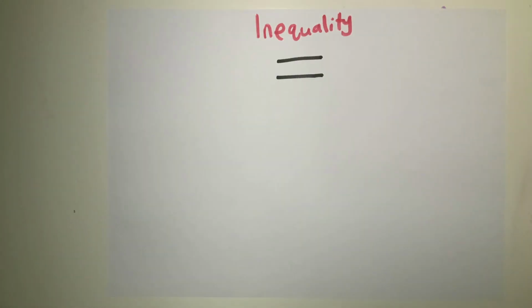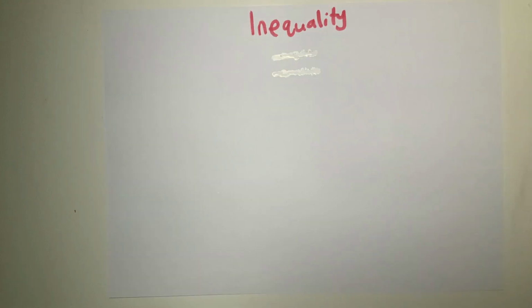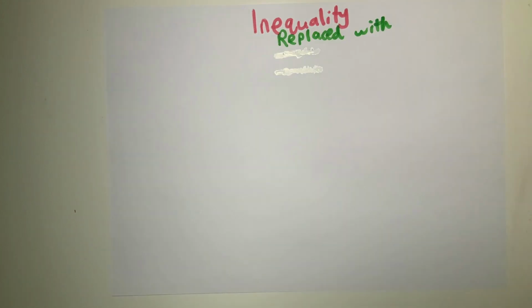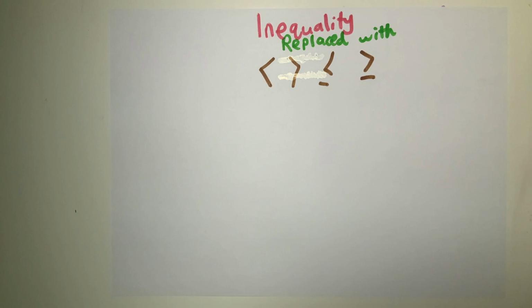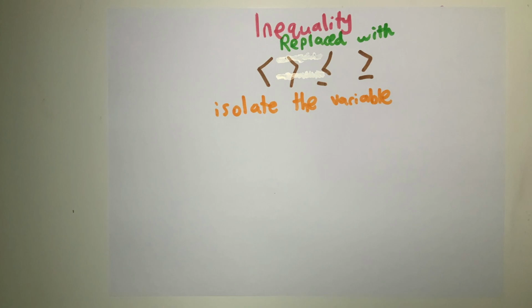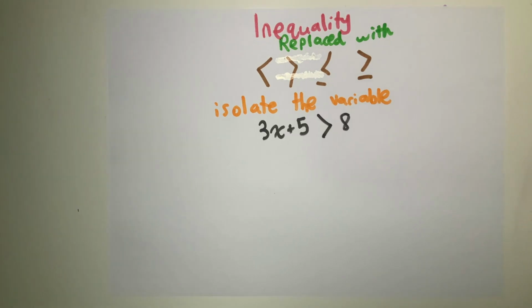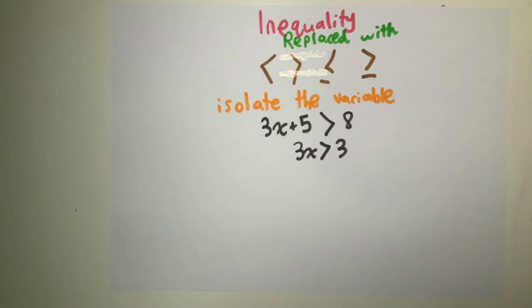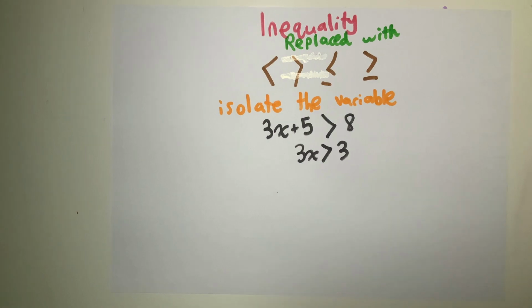Linear inequalities. An inequality is like an equation except the equal sign is replaced with one of 4 symbols: less than, greater than, less than or equal to, and greater than or equal to. To solve an inequality, like in an equation, we have to isolate the variable x. For instance, in 3x + 5 > 8, we can rearrange to obtain 3x > 3, so x > 1.